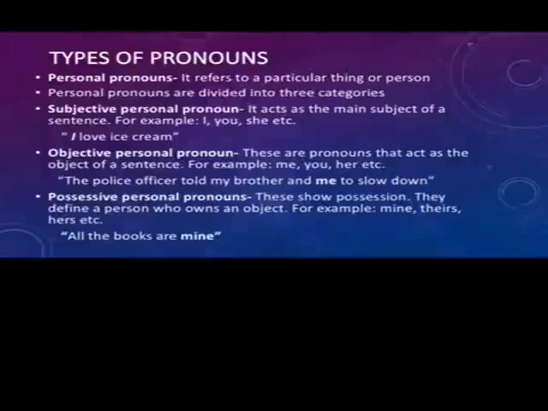Possessive personal pronouns. These show possession. They define a person who owns an object. For example, mine, theirs, hers, etc. All the books are mine. Here, mine acts as a possessive personal pronoun.